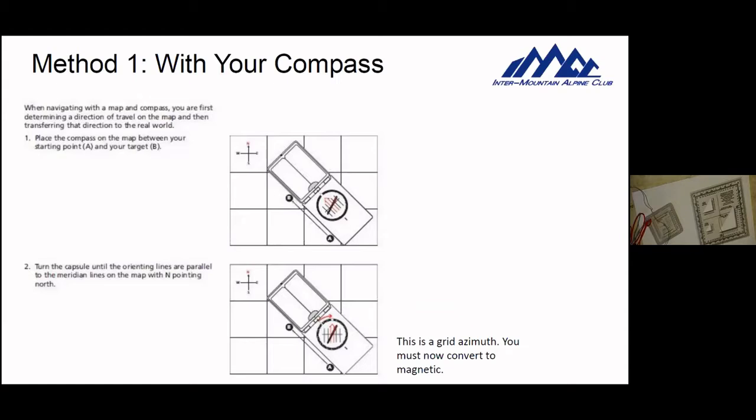Next, you're going to turn the capsule till the orienting lines are parallel with the grid lines on your map and north pointing north. In this example, that's a common mistake. North should always point north. Then you're going to read the azimuth off of your index line right here. Because we didn't orient our map to north first, this is a grid azimuth. If you oriented your map to north first, it would be a magnetic azimuth. However, we're going to skip that part, go straight into taking our azimuth, and then just convert using the declination angle.